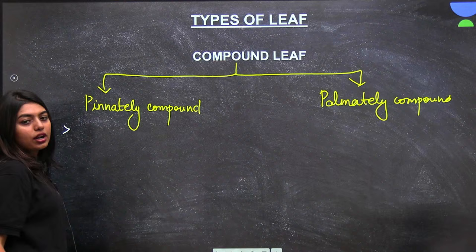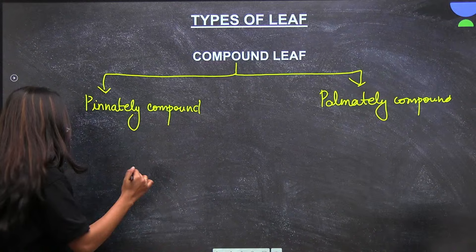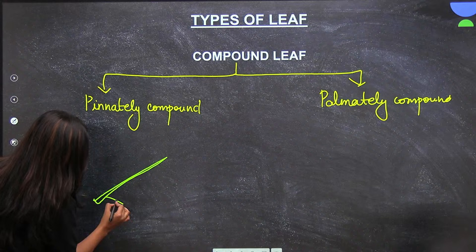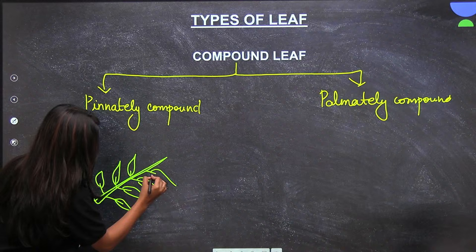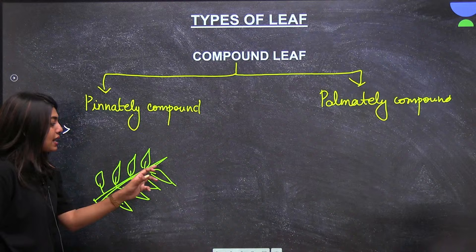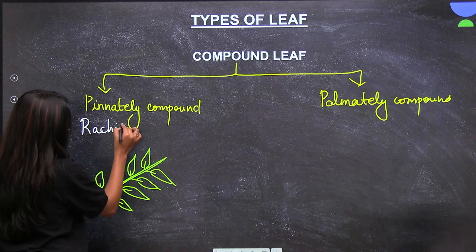Got it? So, students, we will start with pinnately. Now, what is going to happen? The midrib forms a central axis. I will first draw it so it is clear for all of you. This is just an example. It won't be as perfect as how God has created them, but these are leaflets. Now, what is happening? The midrib will form a central axis called the rachis. Rachis. This central axis.